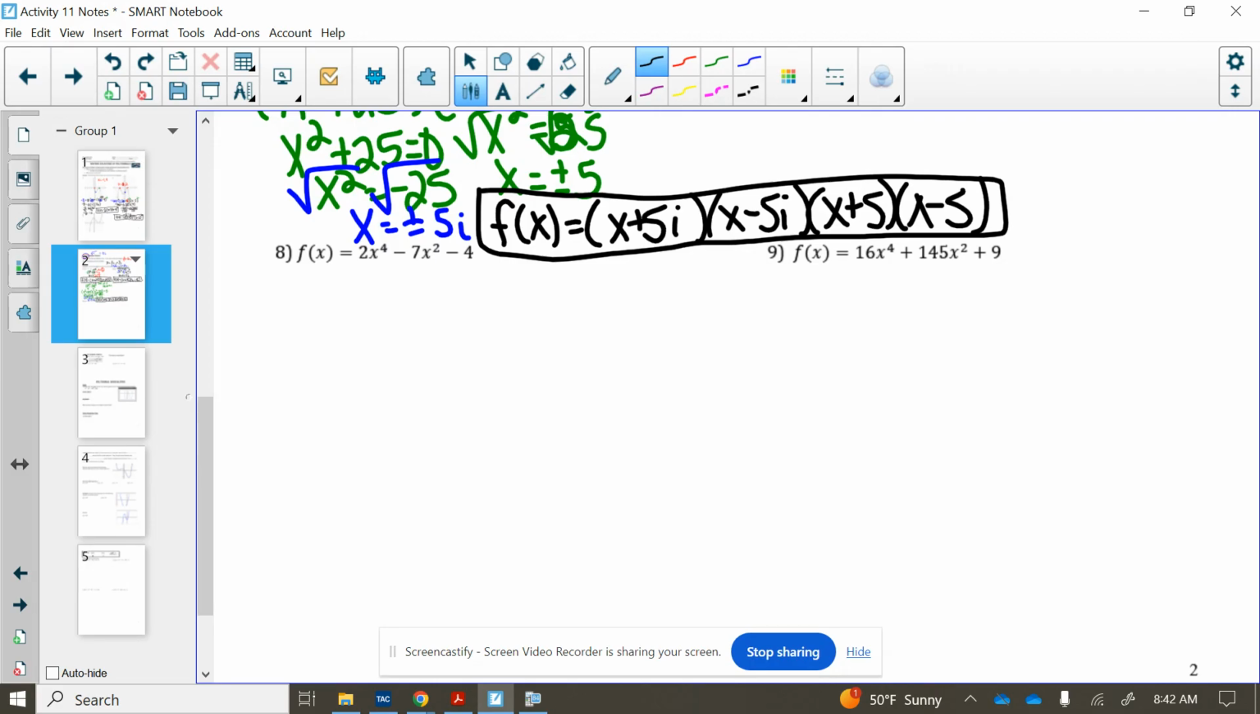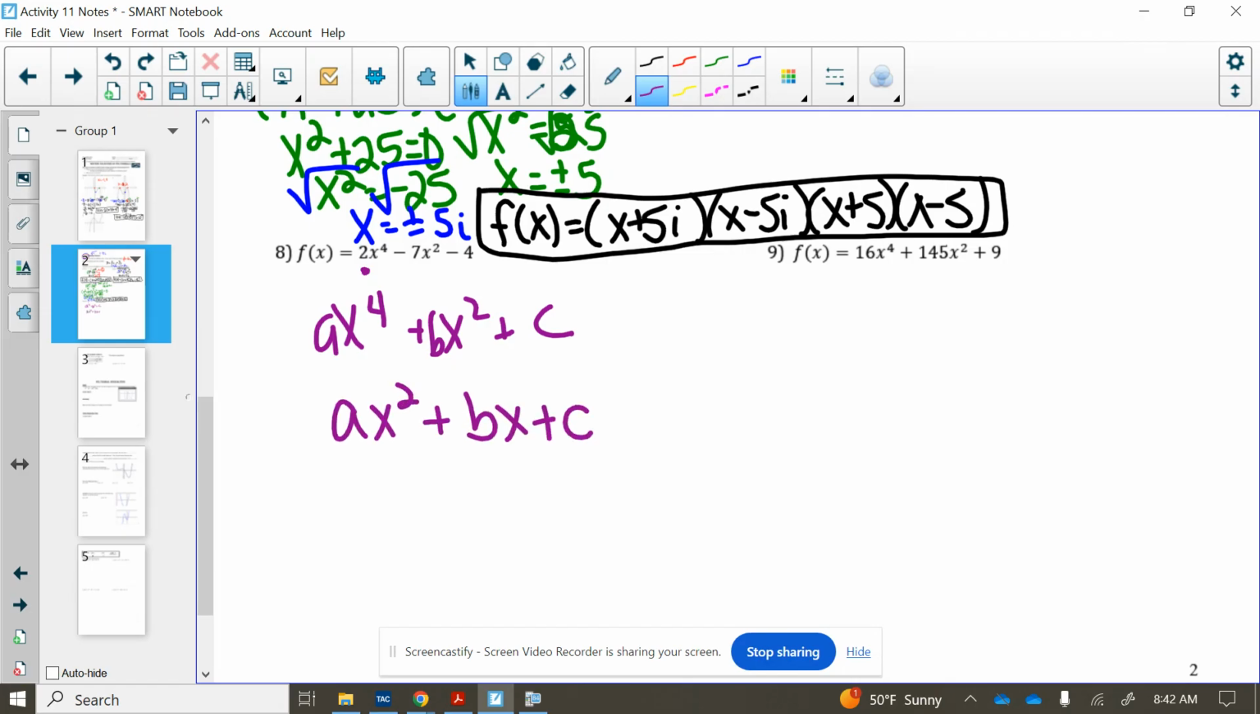All right, moving down to number 8, we have some factoring where we notice our leading coefficient here is not just a 1 x to the 4th. And we've talked about before that when you have this x to the 4th, x squared, constant situation, a, b, c, we can treat this like a normal quadratic. All that will change is that when it's in its factored form, it will be an x squared as opposed to just an x in the parentheses, right?